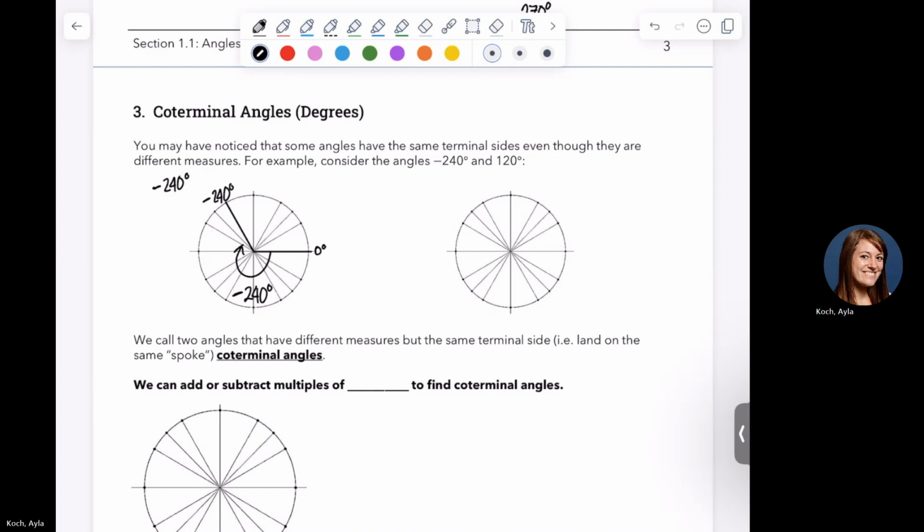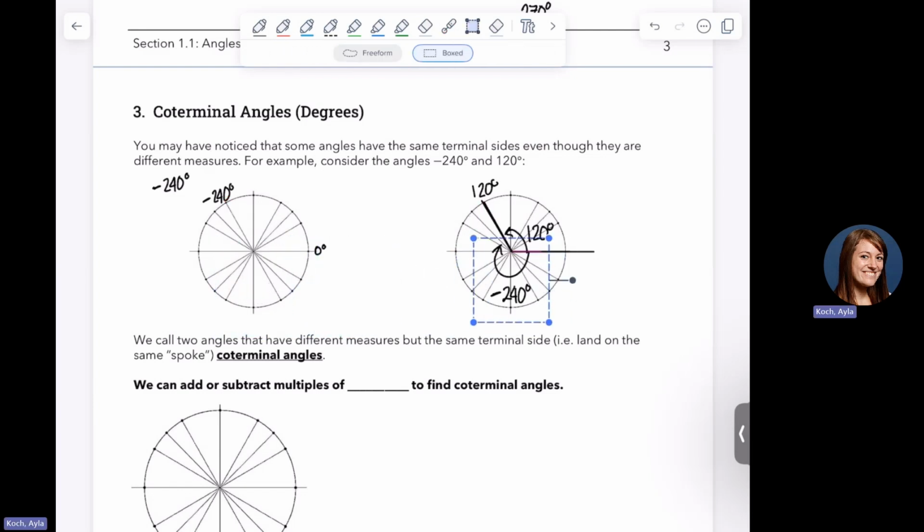120 degrees, again, the outside spokes are counting by 30s. So 30, 60, 90, 120. We start here, moving counterclockwise, and we land on 120 degrees. So that's the same exact spoke. If I took this and put it right here, bam, that's that same angle. Those are coterminal angles. Negative 240 and 120 are coterminal angles. They have the same initial side and terminal side, but they go around a different number of times.